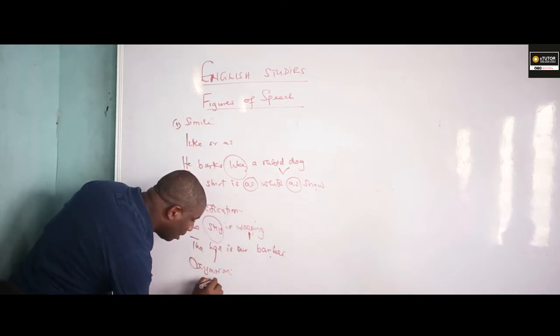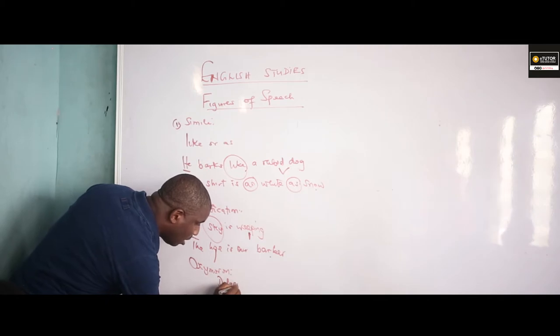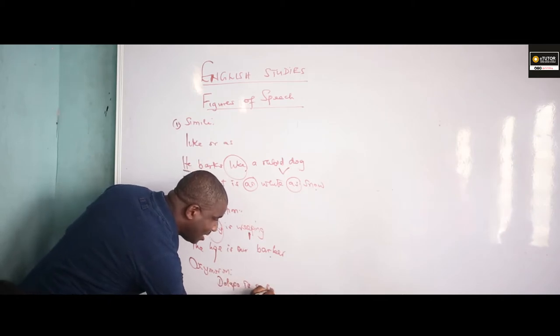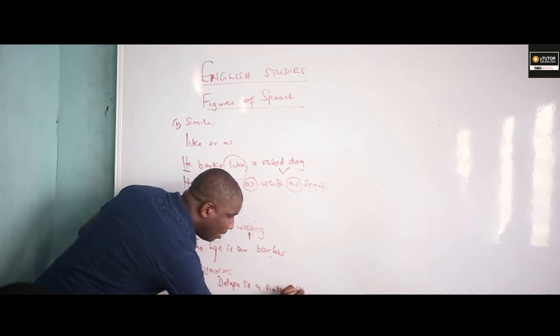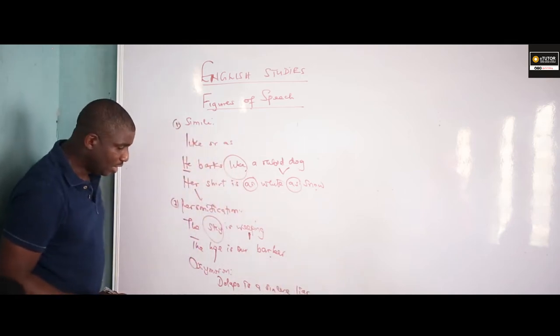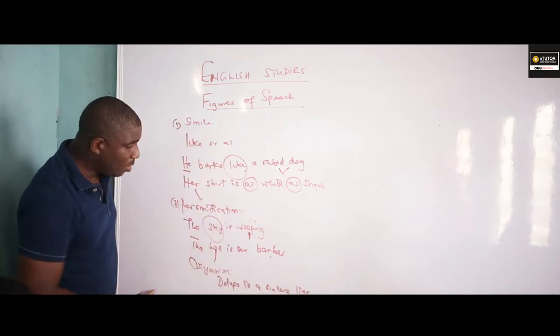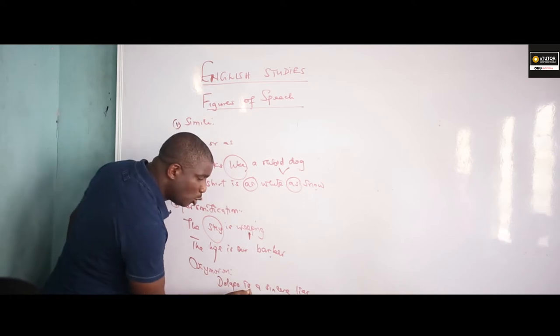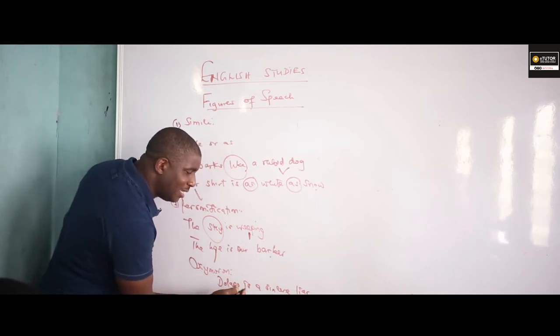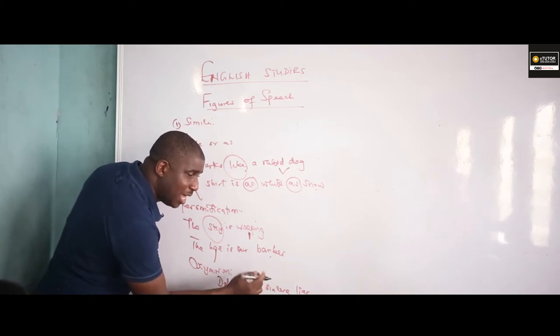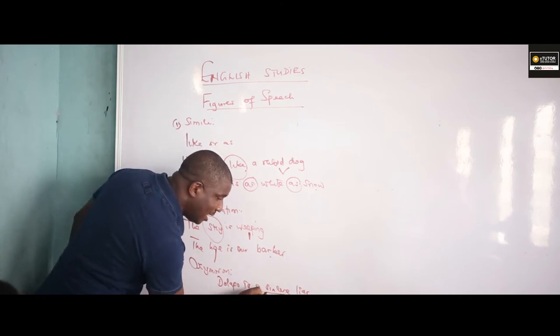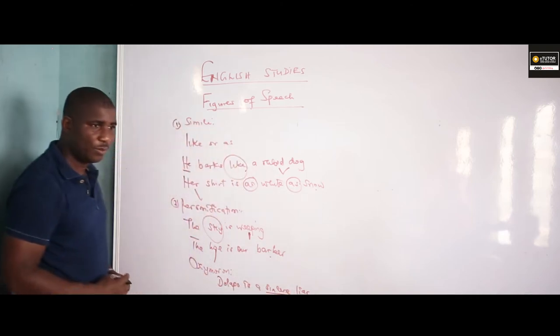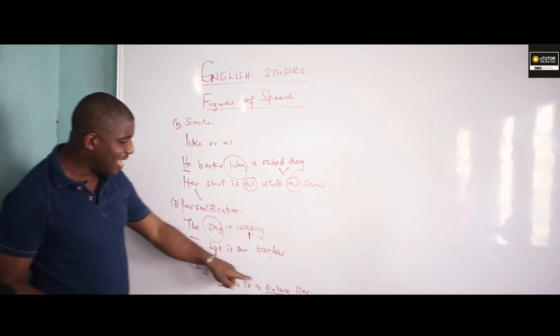Dolapo is a sincere liar. Now, if you look at this sentence, two words that are antagonizing each other are placed side by side. Sincere and what? Liar. So, Dolapo is a sincere liar.